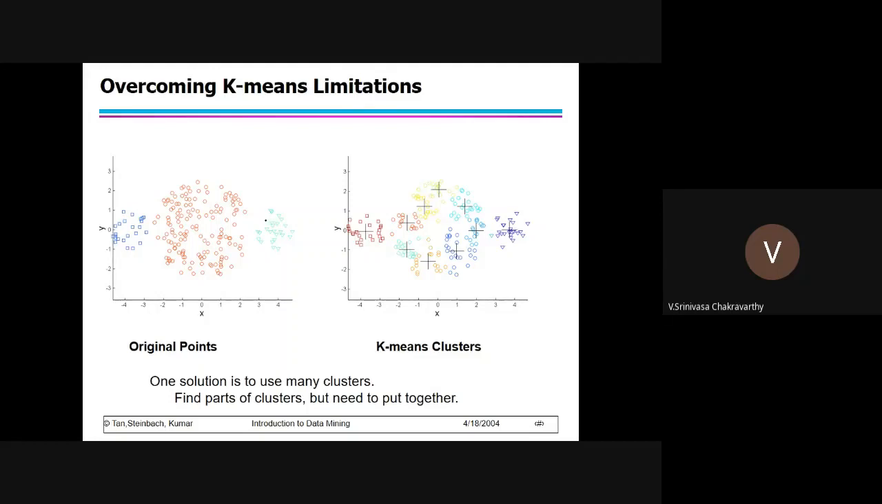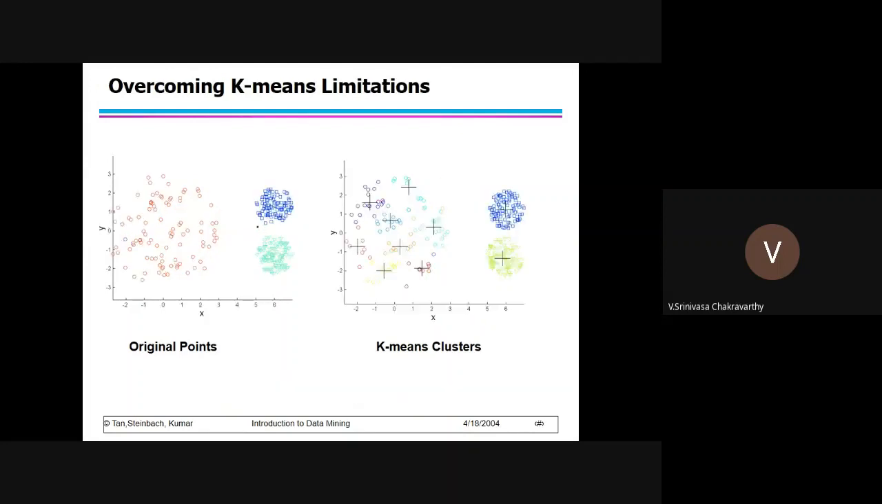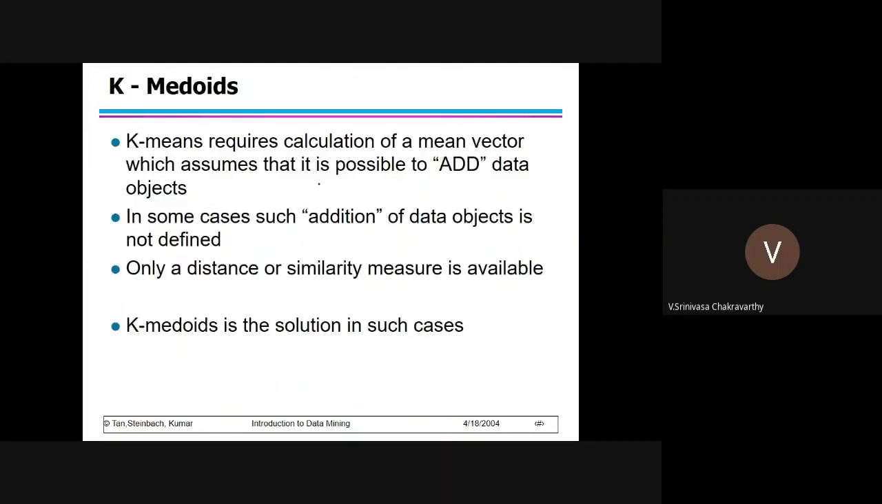When you have this kind of situation, one solution is not really a solution, but more like a hack. You would divide into a large number of clusters and then figure out how to regroup these clusters in a way that is intuitively more acceptable. But that itself is another big problem, so it's not really a solution. Okay, so let us leave that.